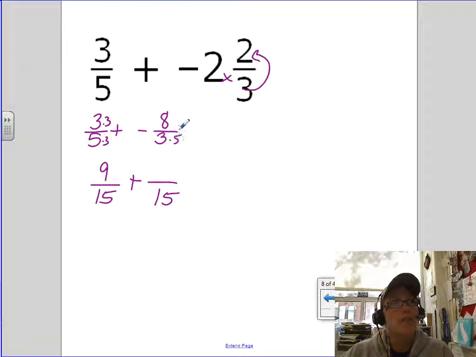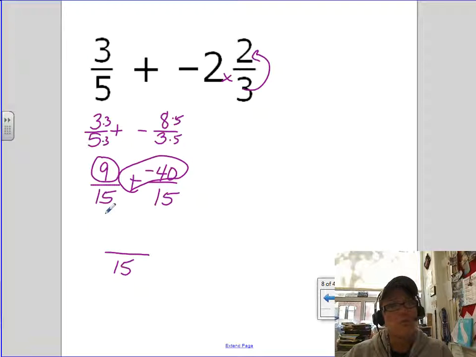Negative 8/3 is going to become the equivalent fraction negative 40/15. Notice how I took that negative sign and I'm putting it up in the numerator. My denominators are the same, so I have 15ths here. And then you just need to add the numerators now. 9 plus negative 40. Your final answer should be negative 31.